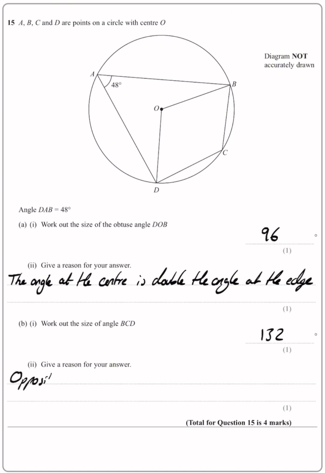B is 132, and that is because opposite angles on a cyclic quadrilateral sum to 180 degrees. We need opposite angles, we need cyclic quadrilateral, and we need a sum of 180 degrees for that one. There aren't many of them, do just learn them.